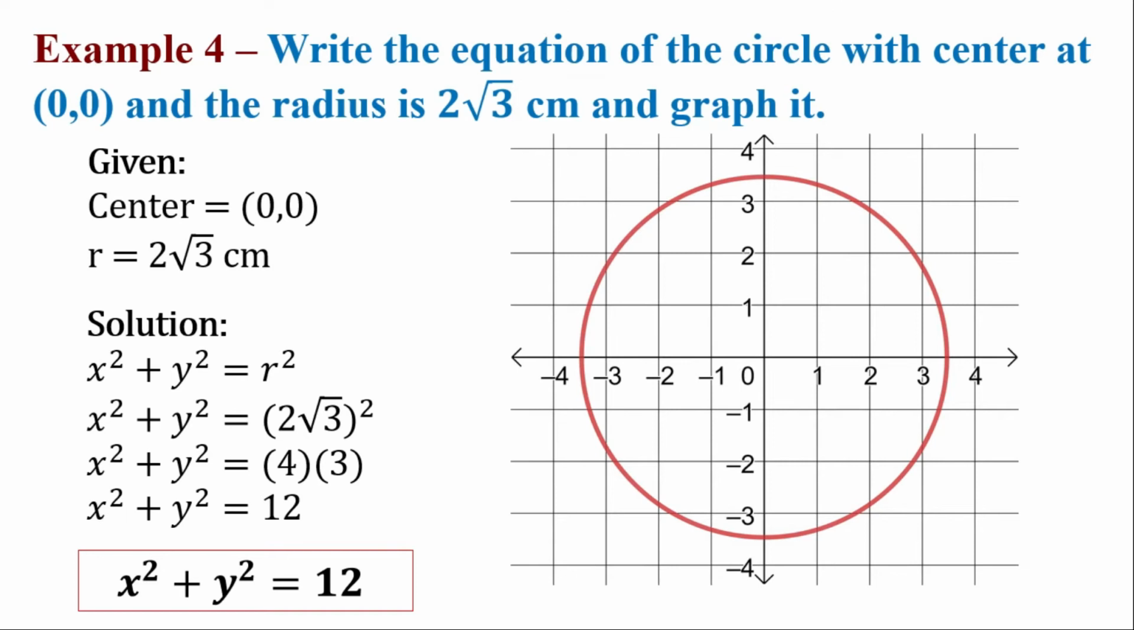So now to graph it, you count from the center 1, 2, and we know that the square root of 3 is between 1 and 2. So from here you count 1 and 2, and this is between them. So all you need to do is to mark that approximately and draw your circle. Or you could just use your calculator and it will give you the exact value.